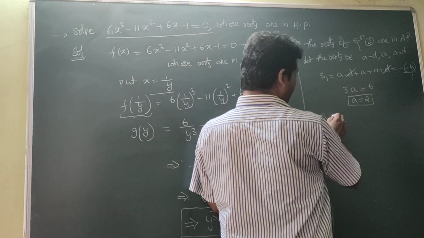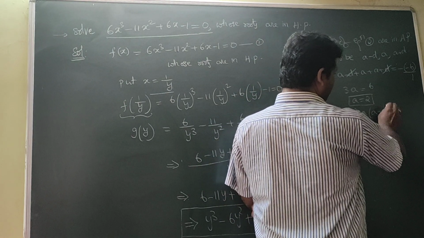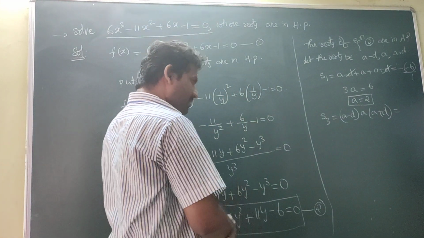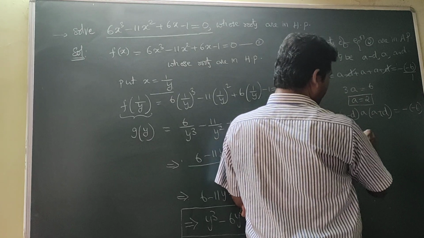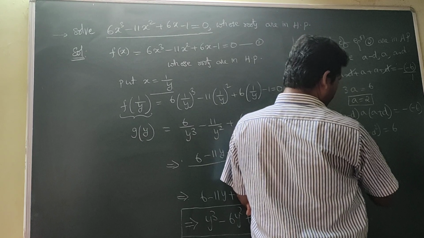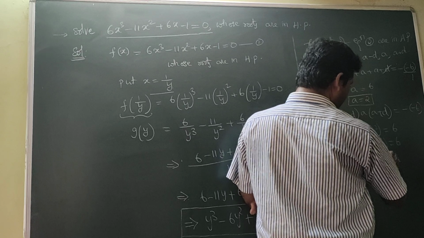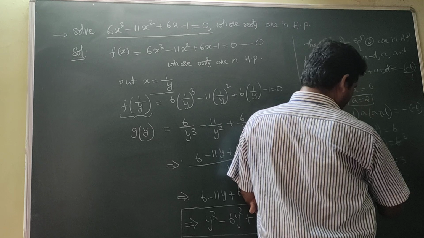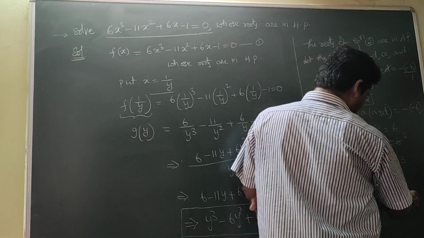Now take S3: (a − d) a (a + d) = −(−6). a(a² − d²) = 6. 2(4 − d²) = 6. 4 − d² = 3. So d² = 4 − 3 = 1. d = ±1.